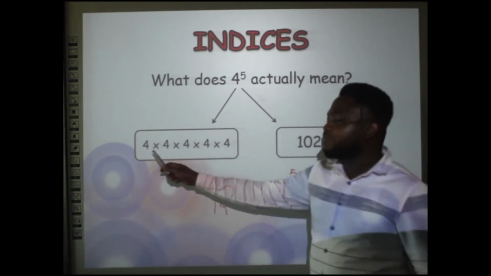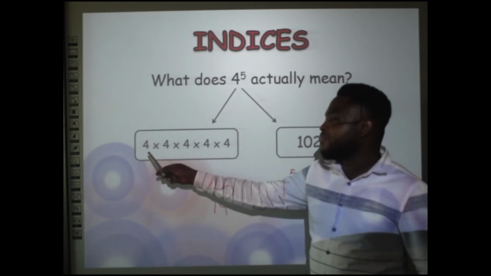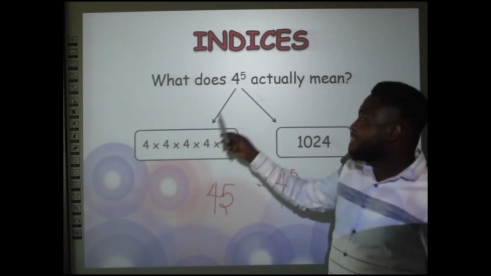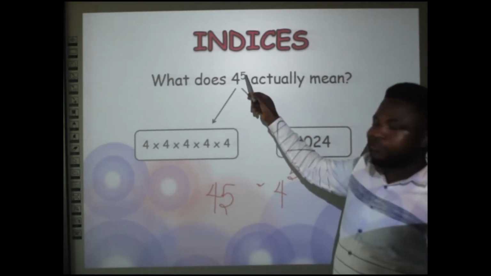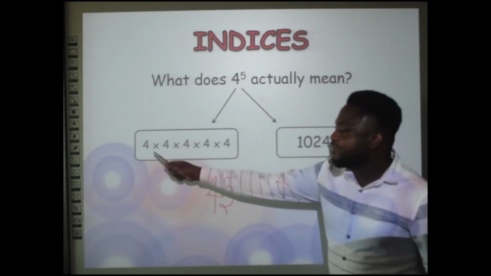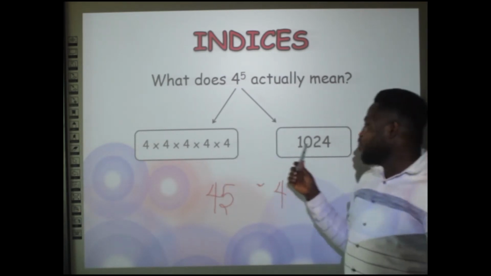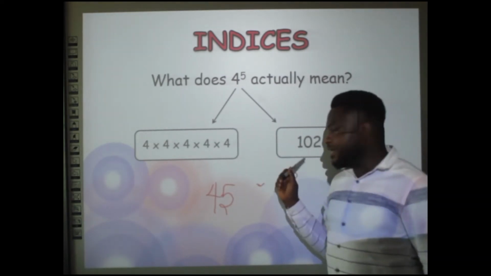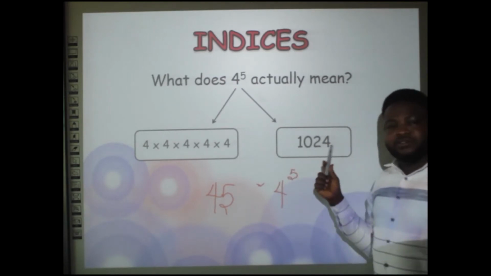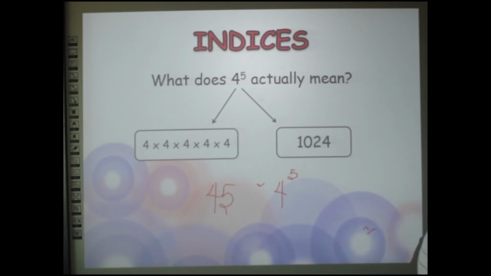That is the repeated multiplication here. How many 4s do you have? 1, 2, 3, 4, 5. Since we have 5 of these, the exponent, power or index will be 5. If you multiply 4 times 4 times 4 times 4 times 4, you're going to have 1024. Now let's go to the next slide.